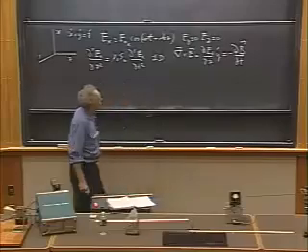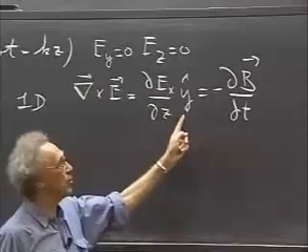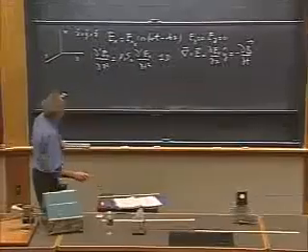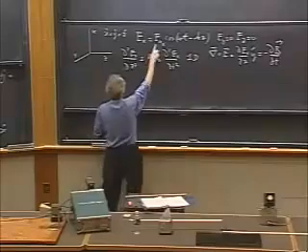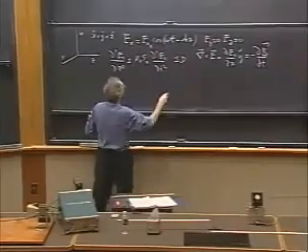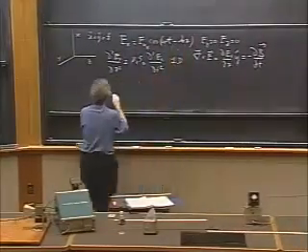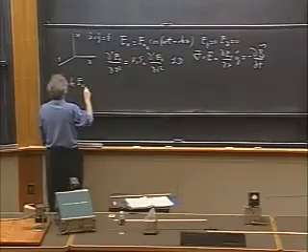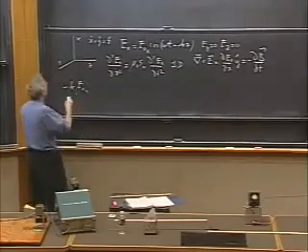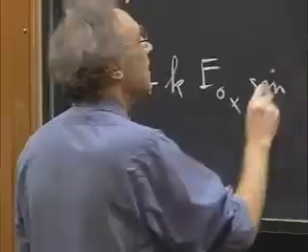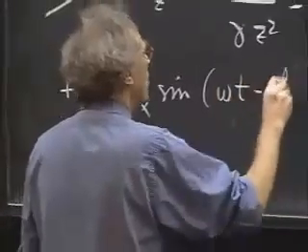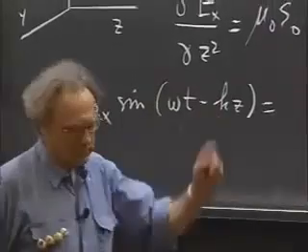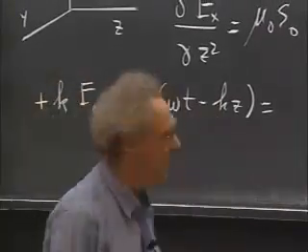Well, for one thing, you can already see that the B field is going to be in the y direction. If we take dEx dz, so this is the Ex, and we take the derivative against z, we get a minus k, then you get the E0x, and then the cosine becomes minus sine, so this becomes a plus, times the sine of omega t minus kz, and that now equals minus dB dt.